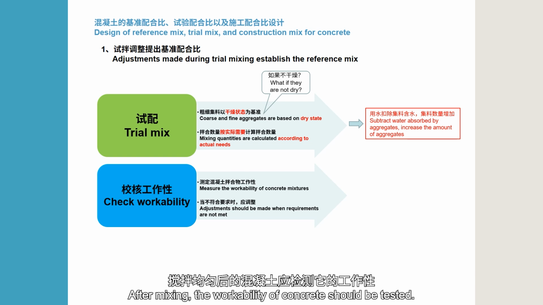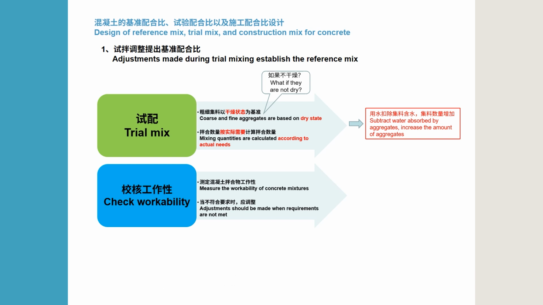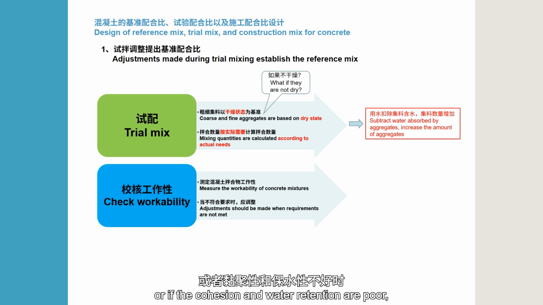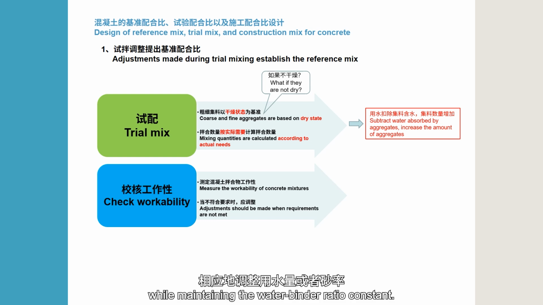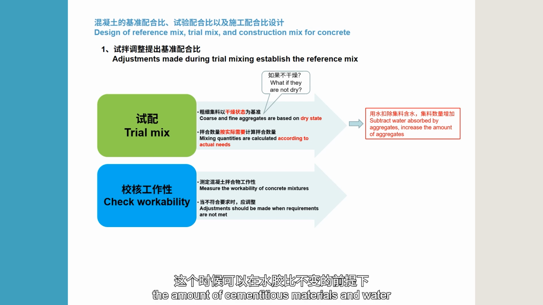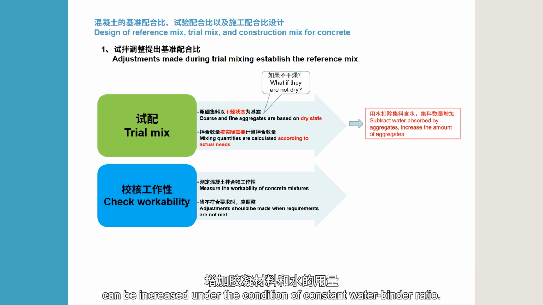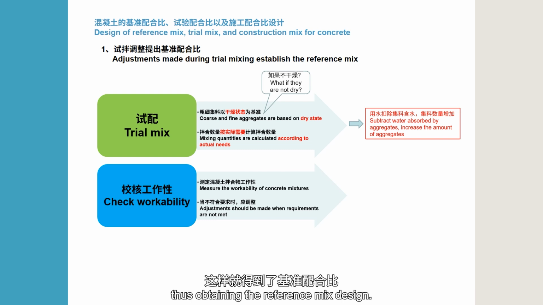After mixing, the workability of concrete should be tested. If the slump or VB time of the mixed concrete does not meet the construction requirements, or if the cohesion and water retention are poor, the water content or sand ratio should be adjusted accordingly, while maintaining the water binder ratio constant. For example, if the measured slump value is less than the design requirement, the amount of cementitious materials and water can be increased under the condition of constant water binder ratio. After adjustment, the workability of the obtained concrete should meet the design requirements, thus obtaining the reference mix design.